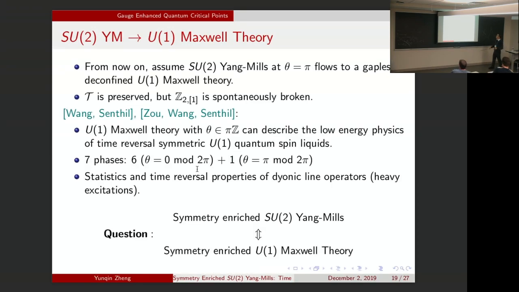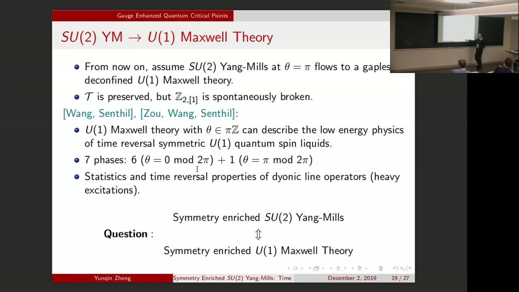Okay, so I'm going to assume that the SU(2) Yang-Mills flows to a gapless deconfined U(1) Maxwell theory. Deconfined means that the Z2 one-form global symmetry is spontaneously broken. But here I will allow that it is still a good symmetry of the IR. So Sachdev and his collaborators found that the U(1) Maxwell theory with theta equals 0 or pi can describe the low energy physics of time-reversal symmetric U(1) quantum spin liquids.